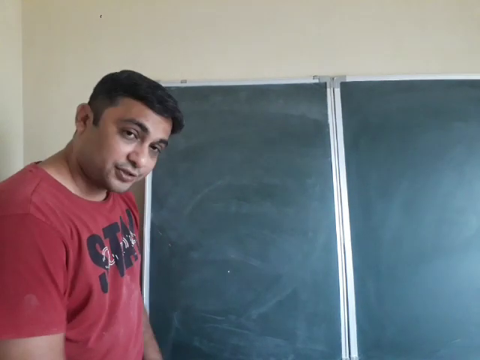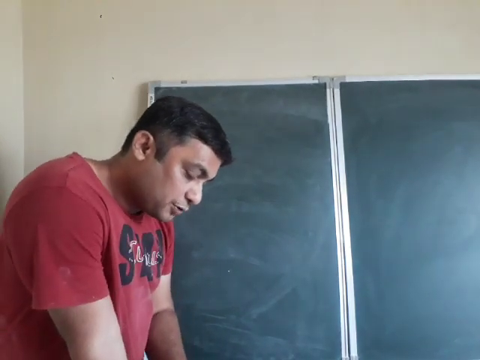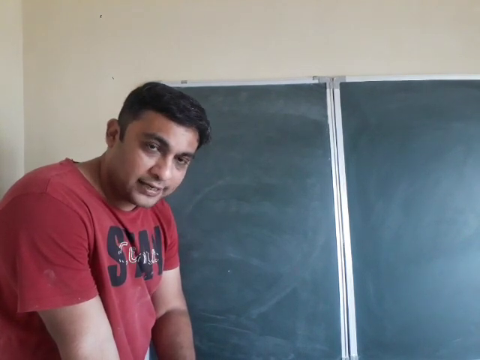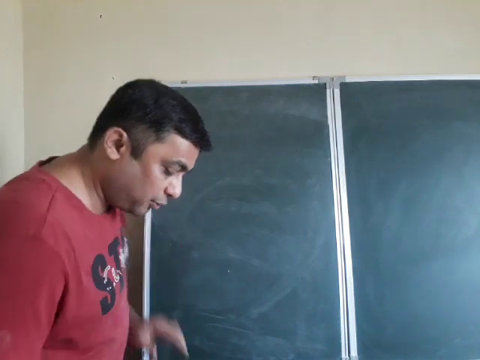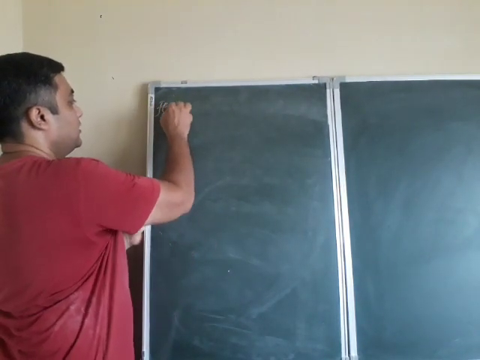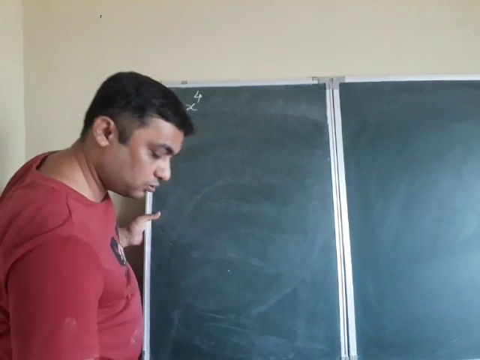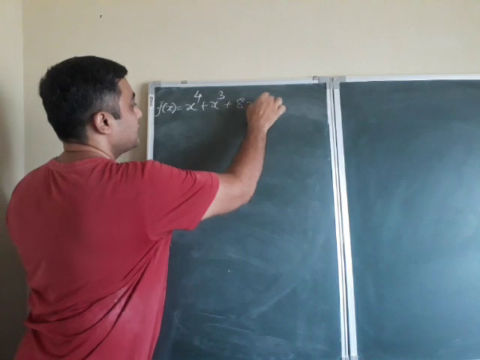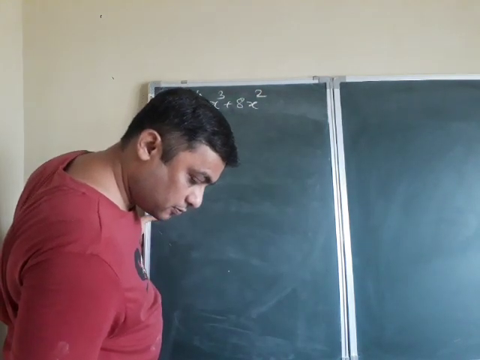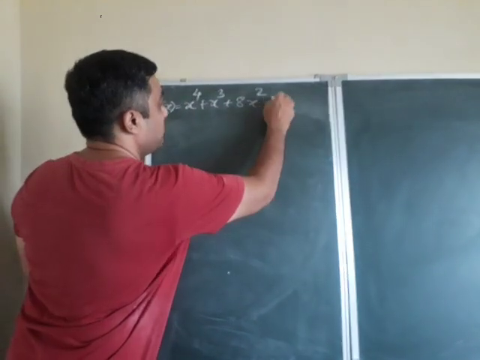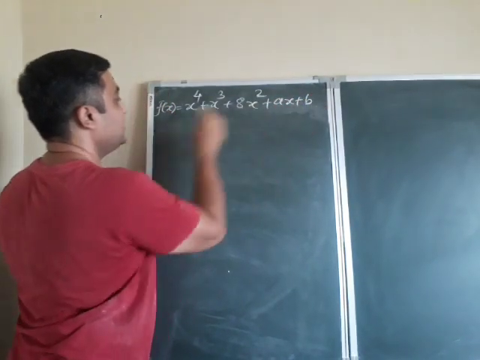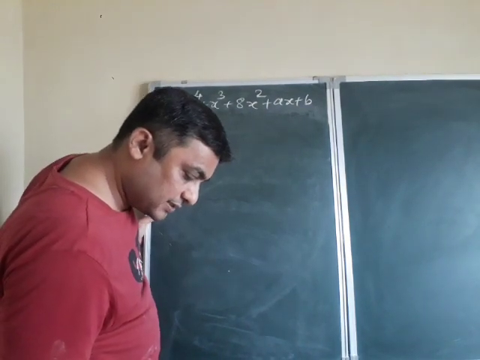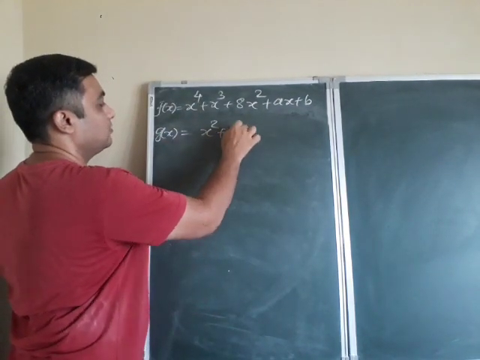One interesting question. Ready? Let me try to see. Find the values of small a and small b. Show that f of x is equal to x raised to 4 plus x cube plus 8x square plus ax plus b is divisible by x square plus 1. Check it.